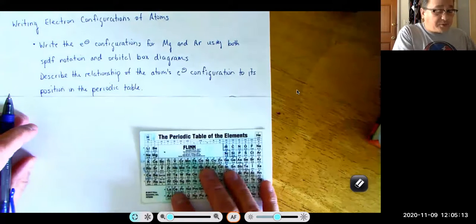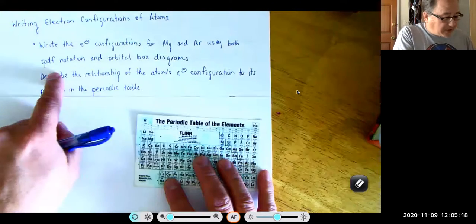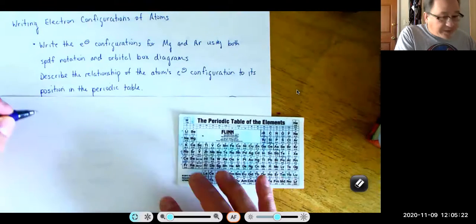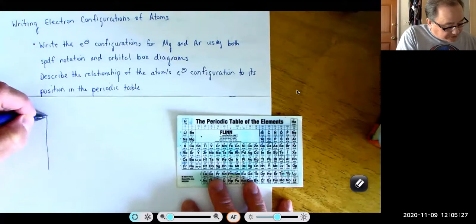Okay, so what we're going to do is write electron configurations for magnesium and argon using both the SPDF and orbital box notation. For getting the electron configuration, the best way to do it is to use the periodic table, and you want to break the periodic table into subshells.